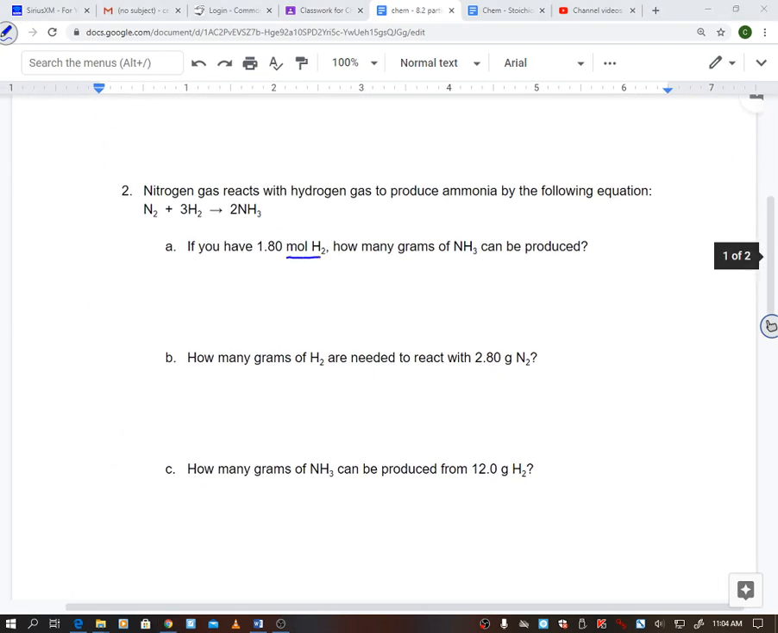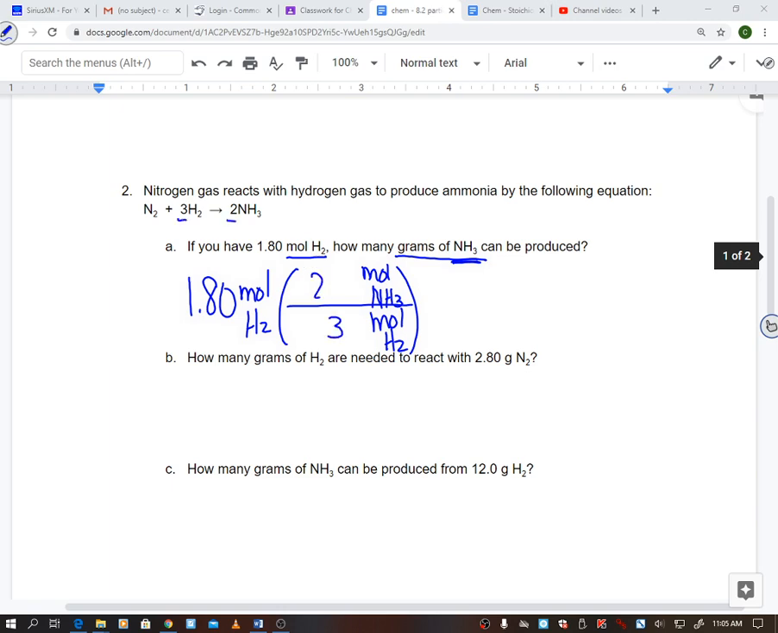Here it is moles of hydrogen to grams of something different. It's going to be a 2-step problem. So I'm going to do 1.80 moles of H2. I'm going to have moles of H2 on bottom. And once I'm in moles, I'm going to switch over now to moles of my new stuff, which is going to be NH3. And I'm going to use the equation anytime you see mole to mole. H2 is 3, NH3 is 2.